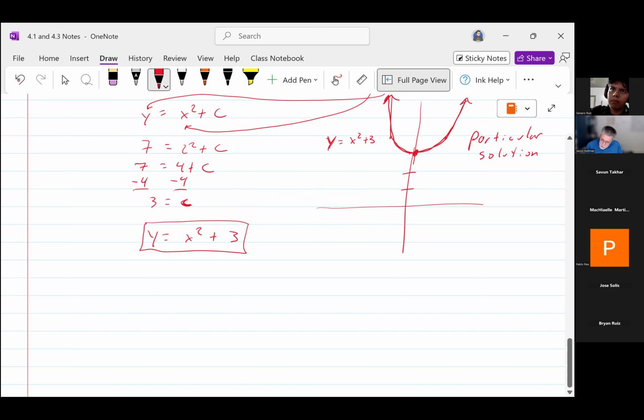Okay, so this is the particular solution of the differential equation y prime equals 2x that goes through (0, 27).